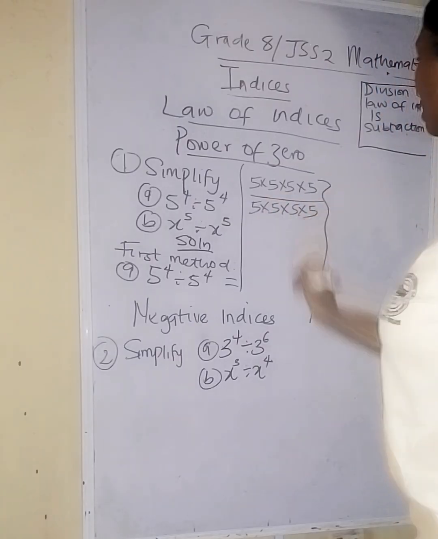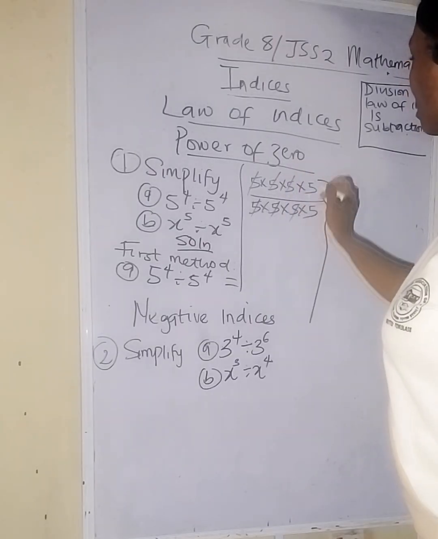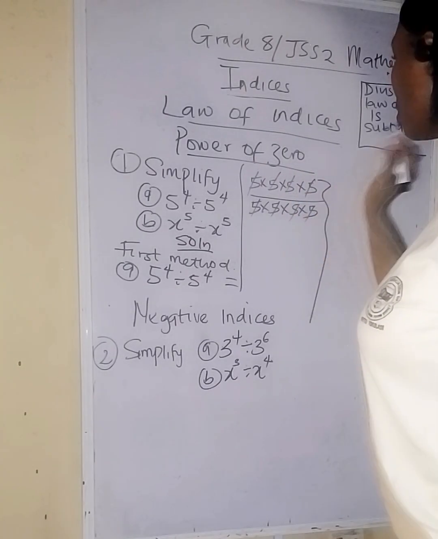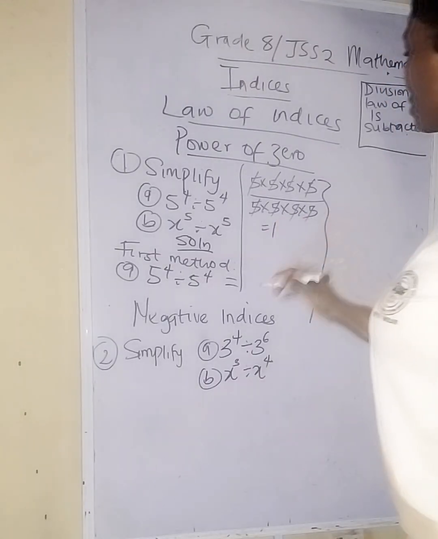Alright, so let's divide. This is 5, here 1, 5 here, 5 here. So they all cancel. So we are only left with 1. So our answer here is 1. Alright, so that's for the first method for A.